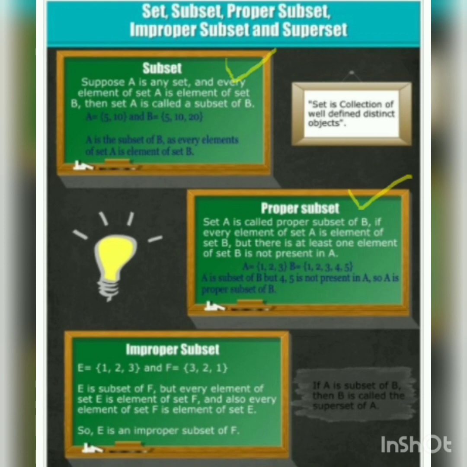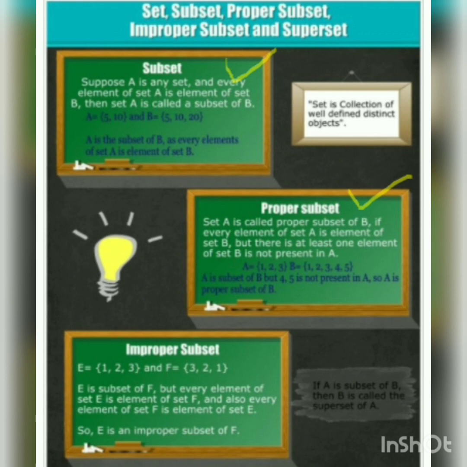Here is the definition given: set A is called a proper subset of B if every element of set A is an element of set B, but there is at least one element of set B which is not present in set A. Here is an example: A is equal to the set 1, 2, 3 and B is equal to the set 1, 2, 3, 4 and 5. You can see that all the elements of set A are present in the set B, but in set B there are two elements which are not present in the set A, so we can say that A is a proper subset of B.